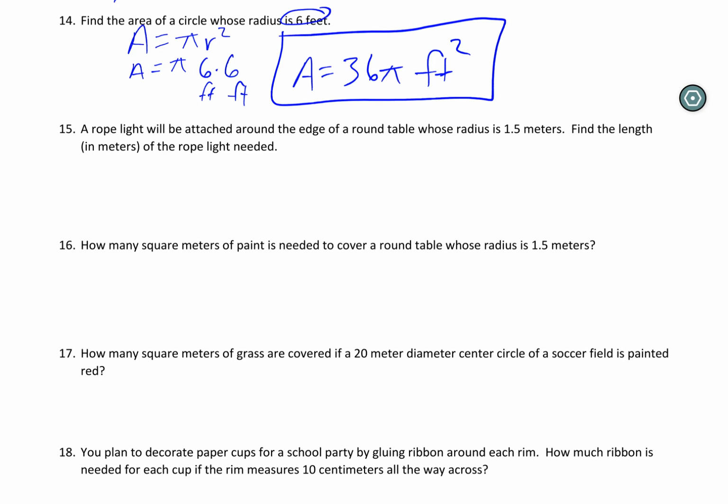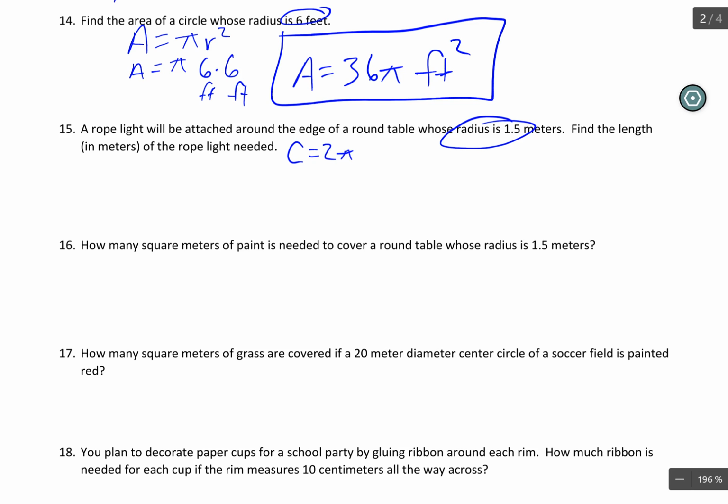Question 15. A rope light will be attached around the edge of a table whose radius is 1.5 meters. Find the length in meters of the rope light needed. So it's going around the edge of a round table. So if I'm looking at the edge of a round table, then that's going to be the circumference. And I have my radius. So I need a formula that deals with circumference and a radius.